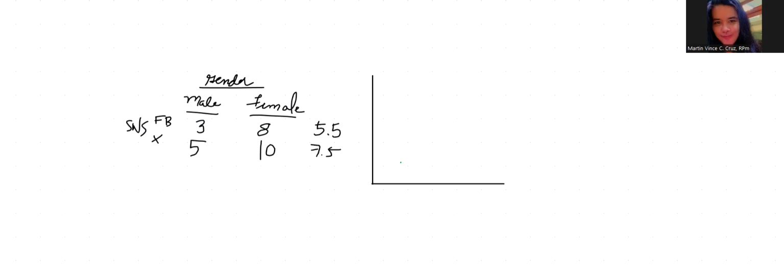So now let's determine whether or not there is a sex or gender difference, no? So 3 plus 5, 8 divided by 2, we have 4. And 8 plus 10 divided by 2, we have 9. So meron na naman din na main effect between male and female participants. So now let's check for the interaction, no?